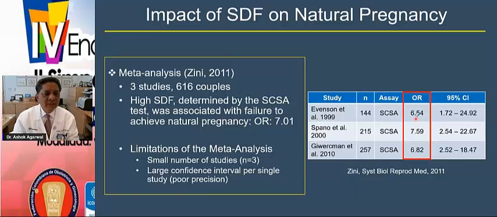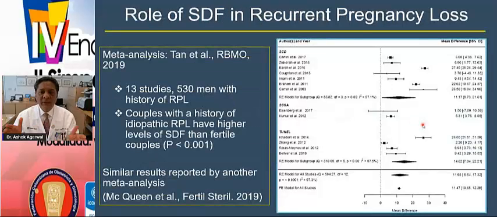These are three large studies that were conducted, and you can see the odds ratio in all of them. Anything above one or two is considered pretty good. That means that if the sperm DNA fragmentation is high, then the patients will have great difficulty in achieving a natural pregnancy. And an odds ratio of anything above 2 is very, very significant.